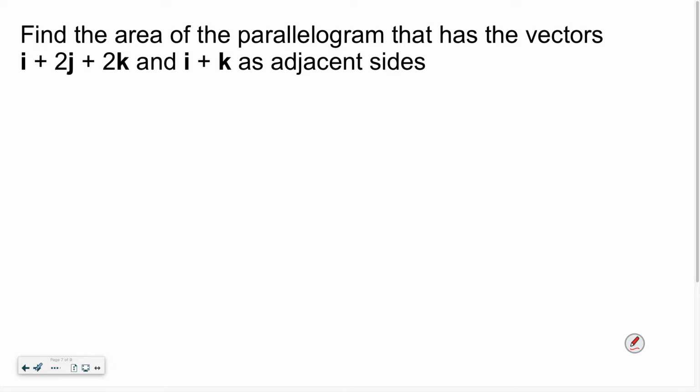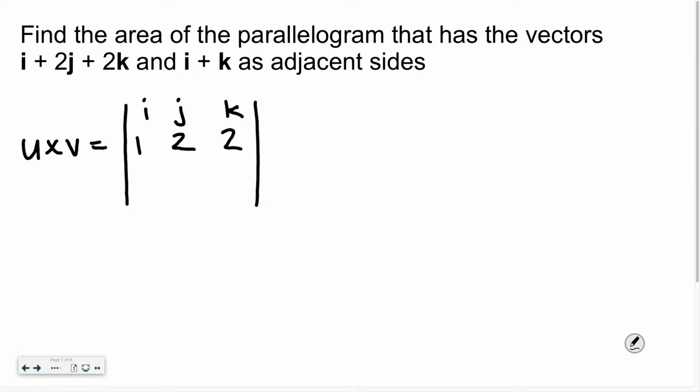Okay, so in order to find the area, we are going to need to calculate the cross product. So U cross V, we're going to set up as i, j, k. Vector U would be 1, 2, 2. And vector V would be 1, 0, 1, because there's no j, so we're going to put a 0 there.